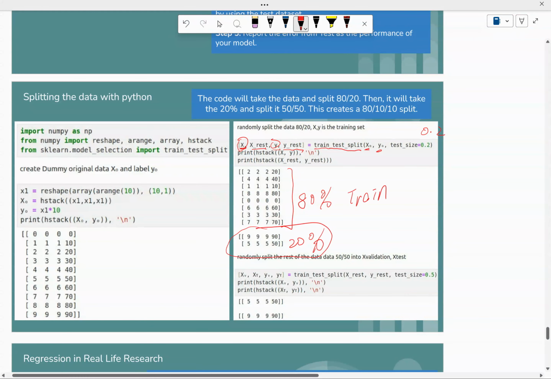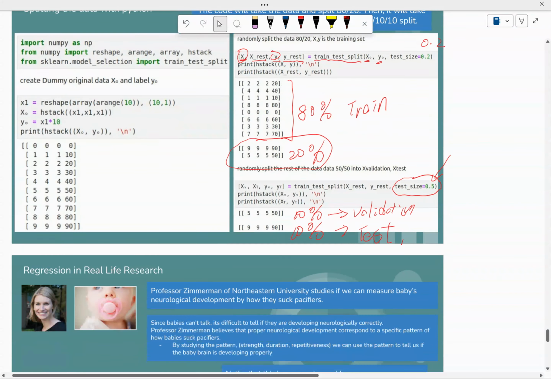Once you have this 20%, you run this again using the 20%, and then make sure you're splitting it 50-50. When you split it 50-50, then now you have 10%, 10%. And this will be your validation, and this one will be your test. Okay? So this is how you go about doing it in code.